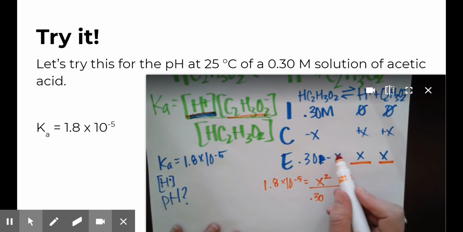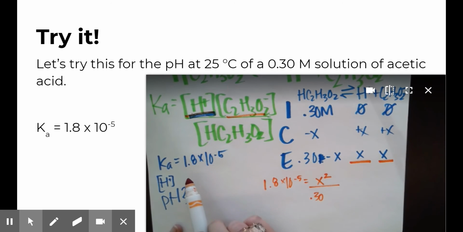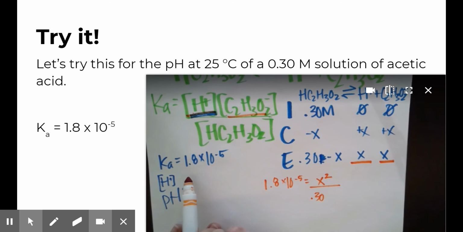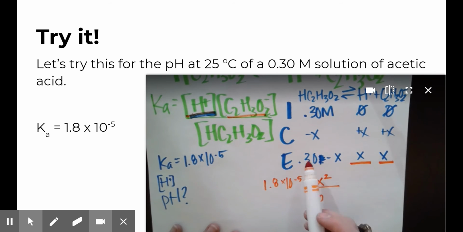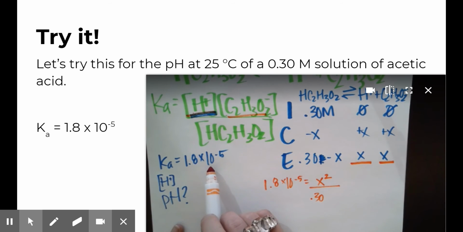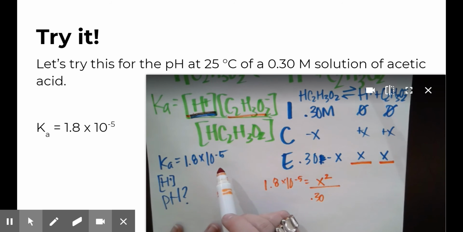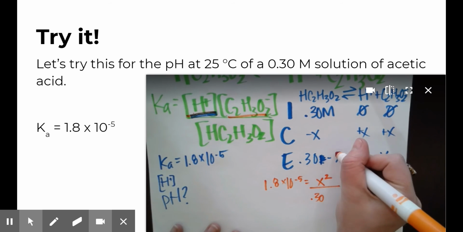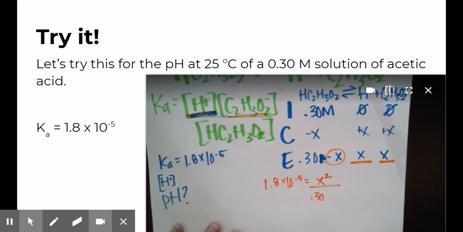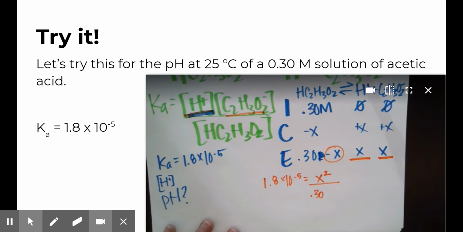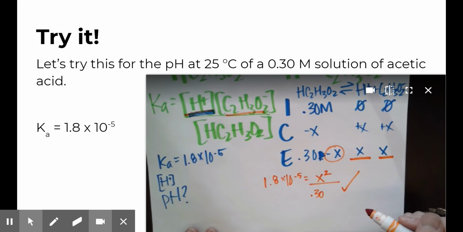So how do we know when we can ignore X? Well, when things are more than 3 powers of 10 away. This is 10 to the minus 1, this is 10 to the minus 5, so they are 4 powers of 10 away from each other. This is too far out to make a difference down here. So we can effectively ignore this minus X, and now we can just solve for X squared. Seems pretty straightforward, right?